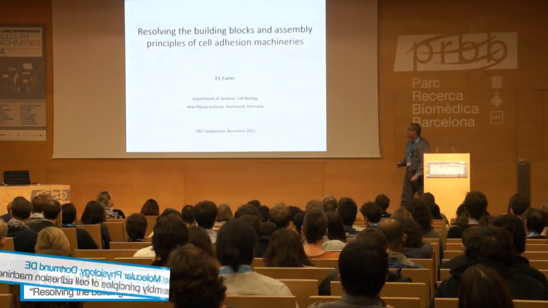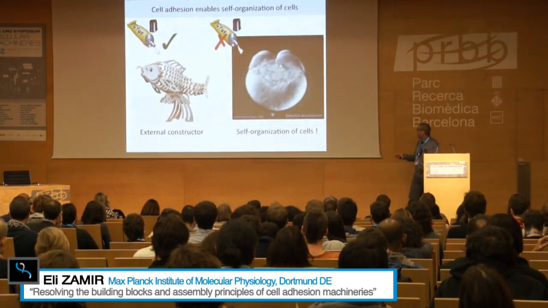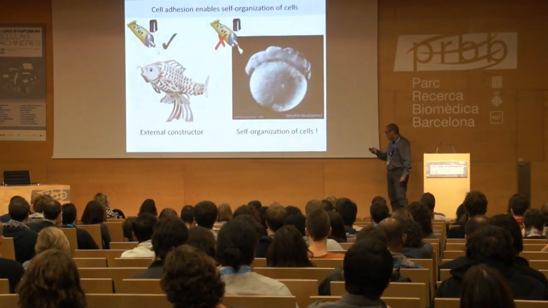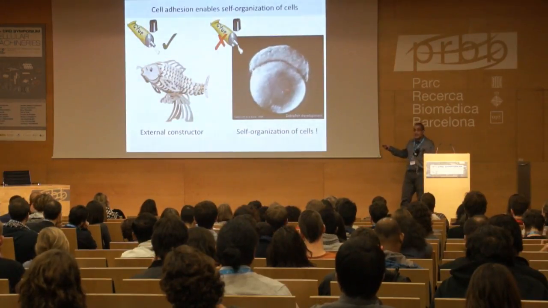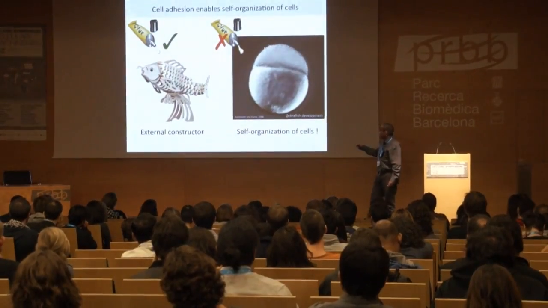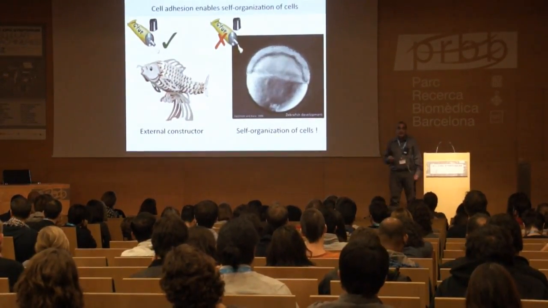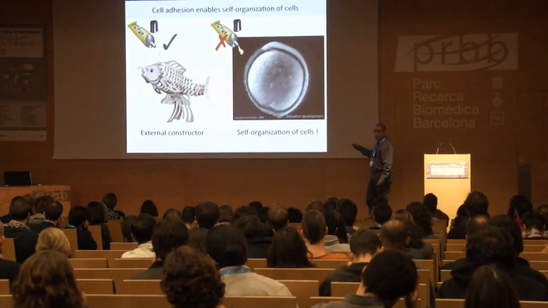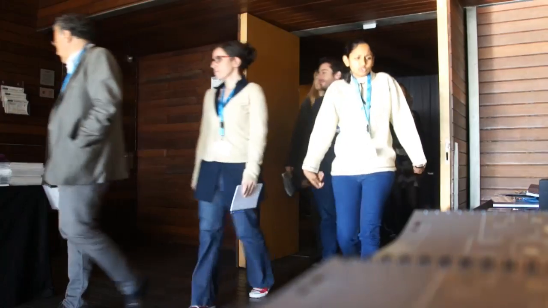The ultimate role of cell adhesion is to enable the self-organization of cells during development and the dynamic maintenance of multicellular organisms, such as the zebrafish embryo shown here. Therefore, cell adhesion cannot be a passive process, but has to be a dynamic and tightly regulated process.